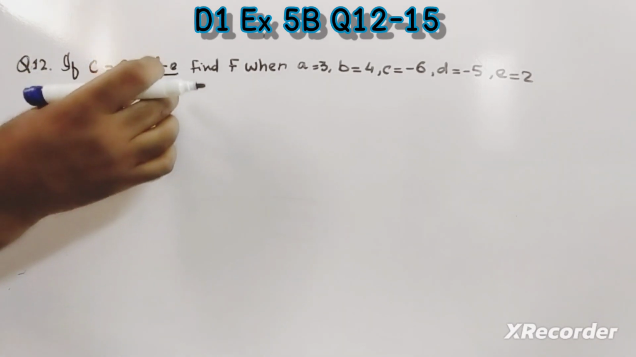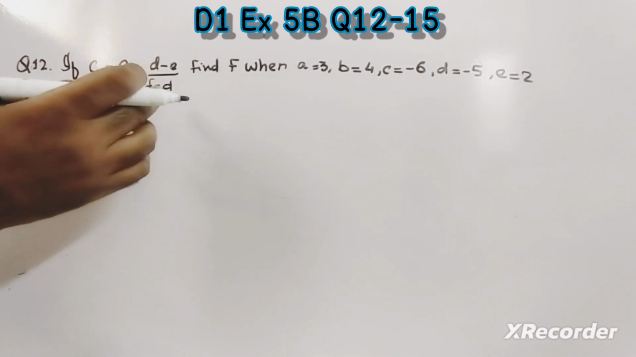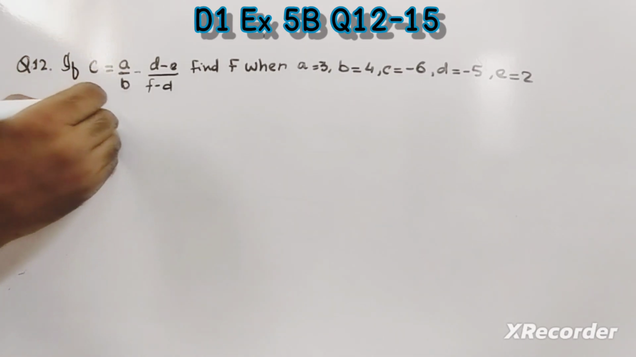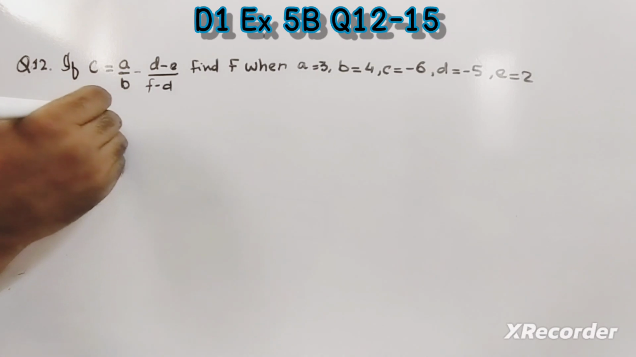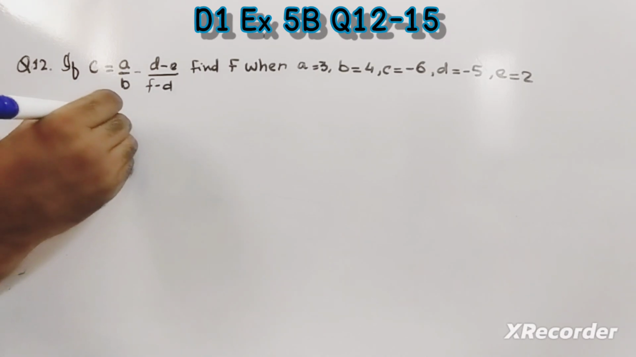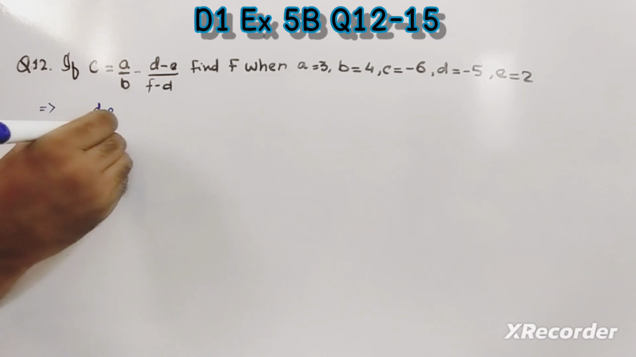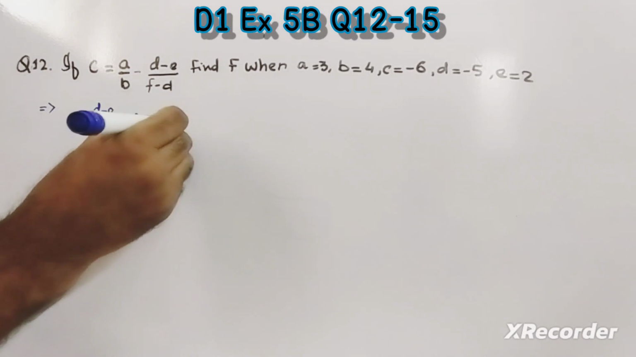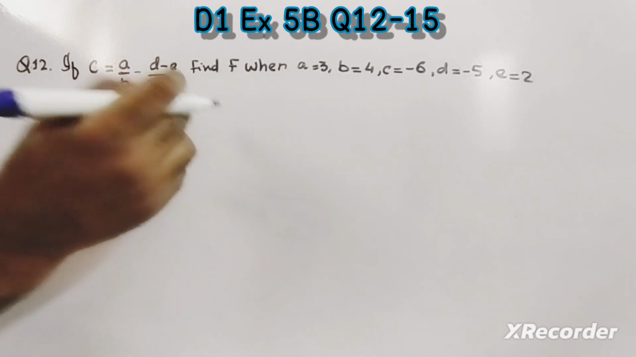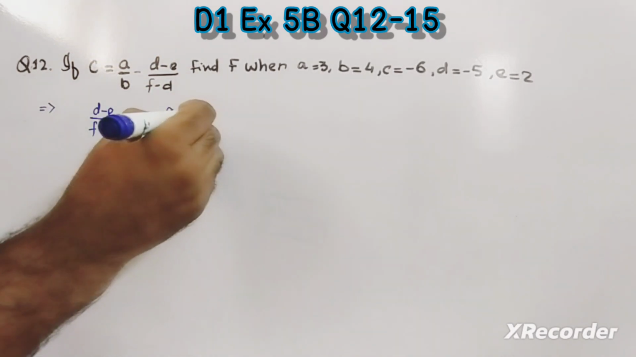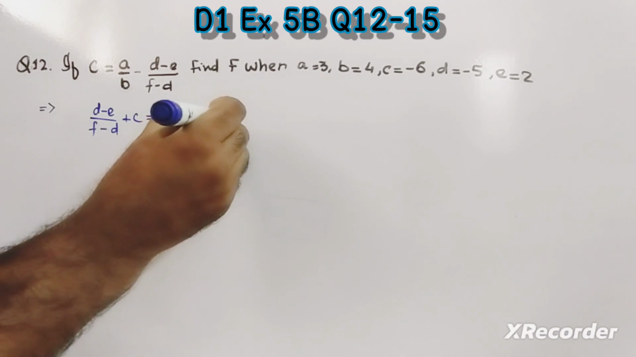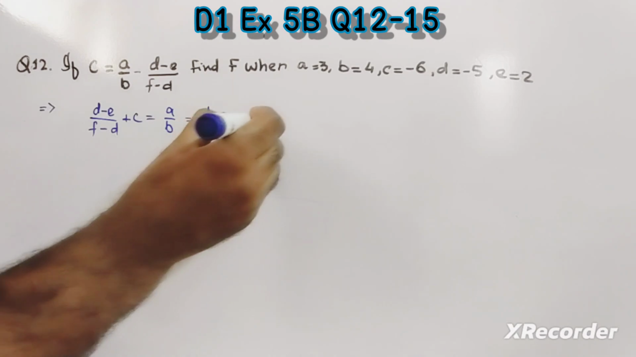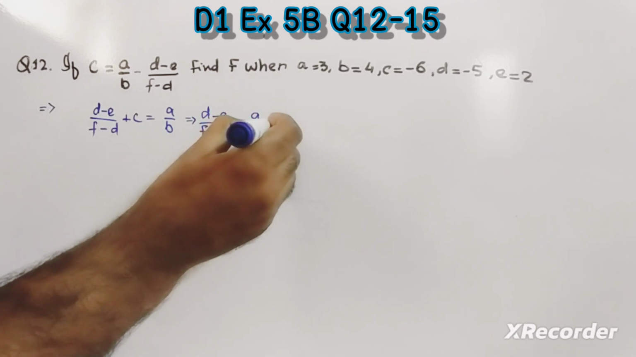So D minus E upon F minus D is subtracting with A upon B, so we can write it as D minus E upon F minus D plus C is equal to A upon B, and we move this C on that side, so it will become D minus E upon F minus D is equal to A upon B minus C.